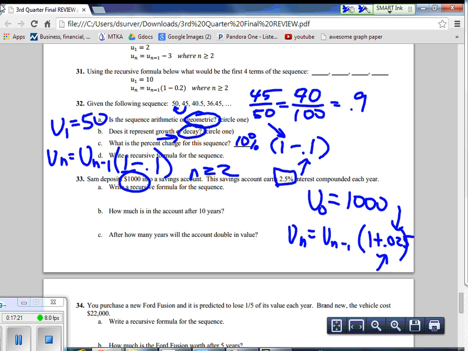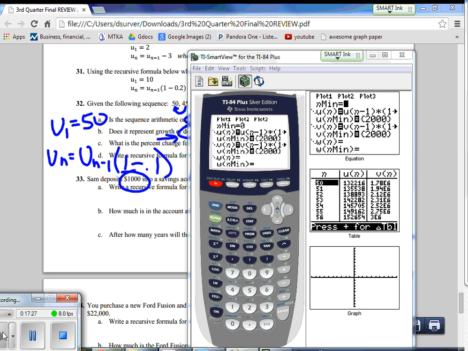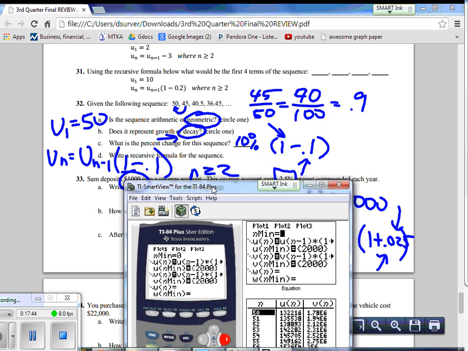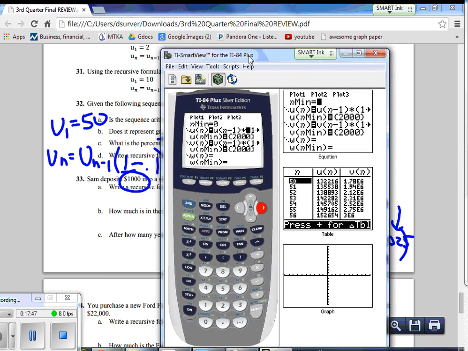All right, now I've got to put that in the calculator and see how many years it takes before it doubles. I'm going to pause for a second while I put it in the calculator. Okay, so now that I'm in sequence mode, I start with Un equals U sub n minus 1 times 1 plus 0.025, end parentheses. Make sure there's nothing else after that.